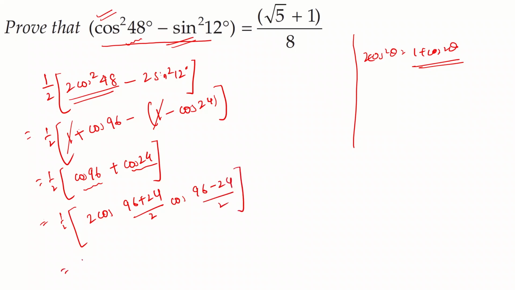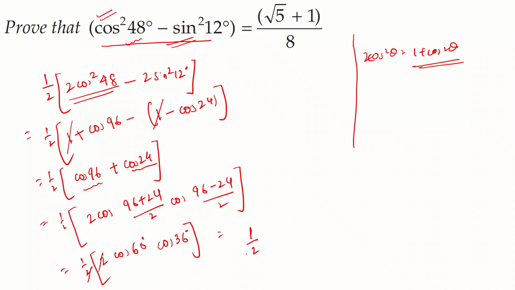Okay, so now we do a bit of simplification. 2 cos of (96 plus 24) is 120, divided by 2 gives you 60 degrees, and cos of (96 minus 24) is 72. 72 by 2 is 36. So this gives you cos 36 degrees. 2 and 2 get cancelled out. Now cos 60 degrees is known to us. Cos 60 degrees is half.